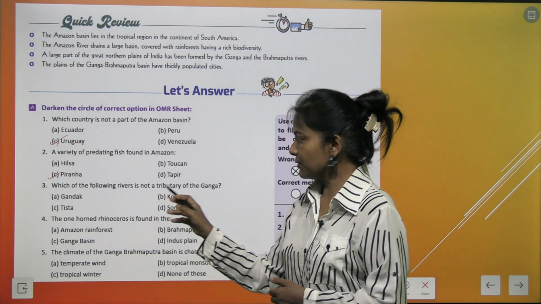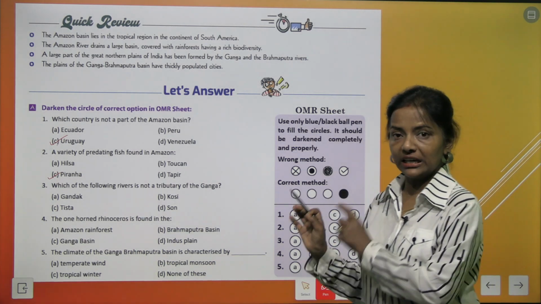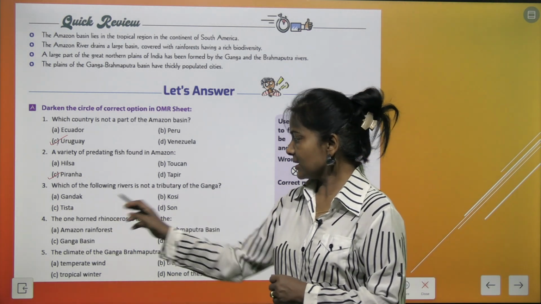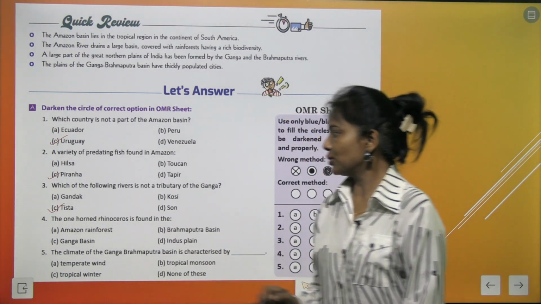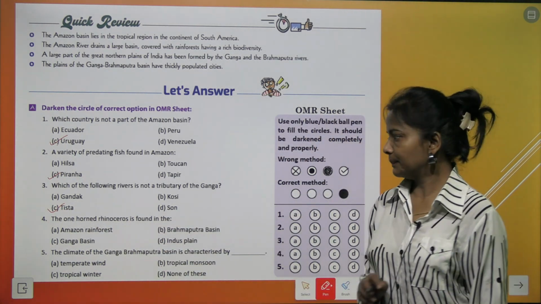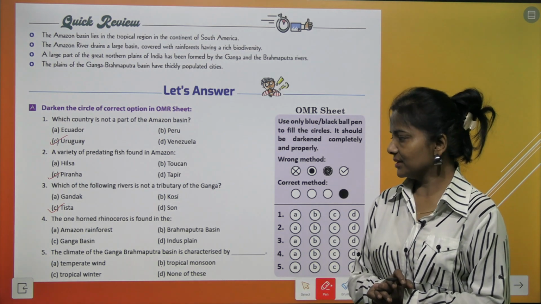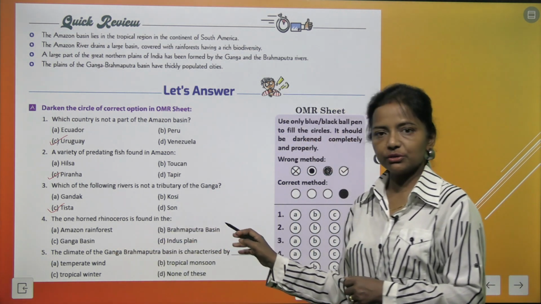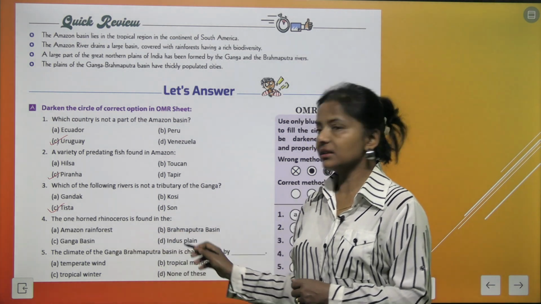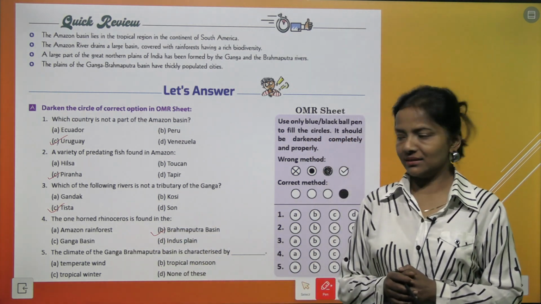Which of the following rivers is not a tributary of the Ganga? Ganga की tributary नहीं है. कौन सी river? Gandak, Kosi, Tista, Son. Tista is not a tributary of Ganga. The one-horned rhinoceros is found in the... one-horned rhinoceros कहाँ मिलता है? Amazon rainforest, Brahmaputra basin, Ganga basin, Indus plain. It is found in the Brahmaputra basin.